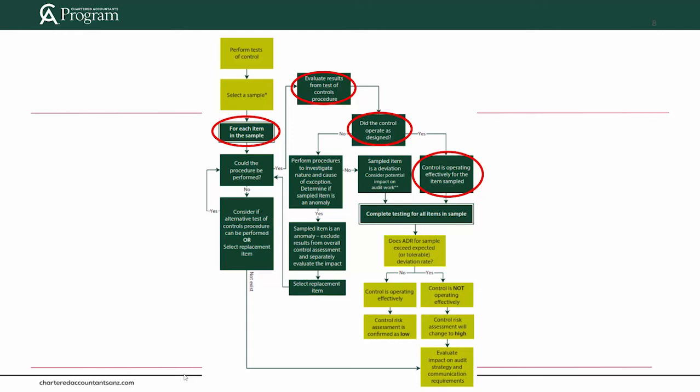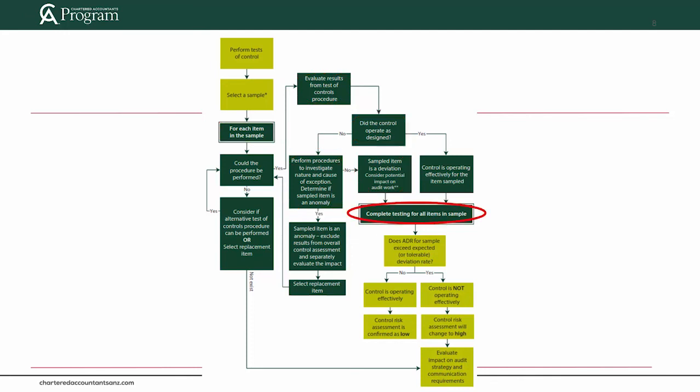If the control did not operate as designed, the auditor should investigate the nature and the cause. Is it an anomaly or a deviation? If the deviation is determined to be an anomaly, and there is sufficient evidence to support that the item sampled is not representative of the population, you would exclude and replace the sample. Now, if the sample is a deviation, consider the potential impact on the audit work. For example, a deviation as a result of a system error may require extending the sample size and/or revising the planned reliance on the system.